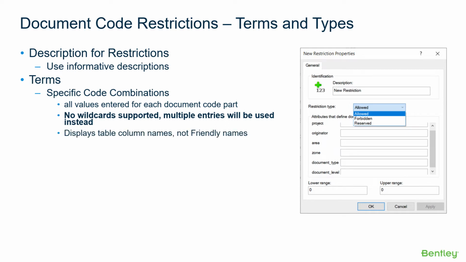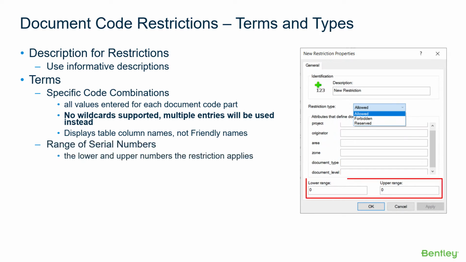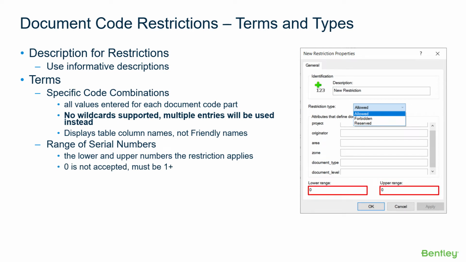You'll notice also the dialog only displays the table column names, not the friendly names, as you would see in the document creation wizard. The other term I'll use is range of serial numbers, which is simply the lower and upper numbers the restriction applies to. Notice that in the dialog, by default, zeros are populated for the lower and upper range. Zeros are not accepted. Values must be 1 or more. The lower and upper serial number can be the same number, but it is highly unlikely you would use that technique.